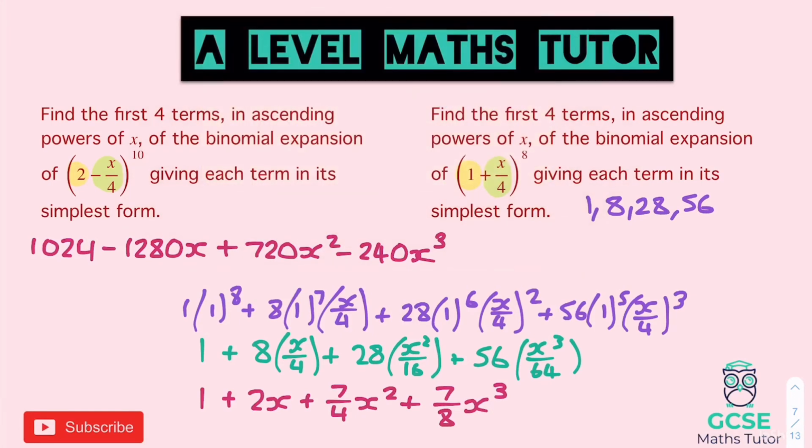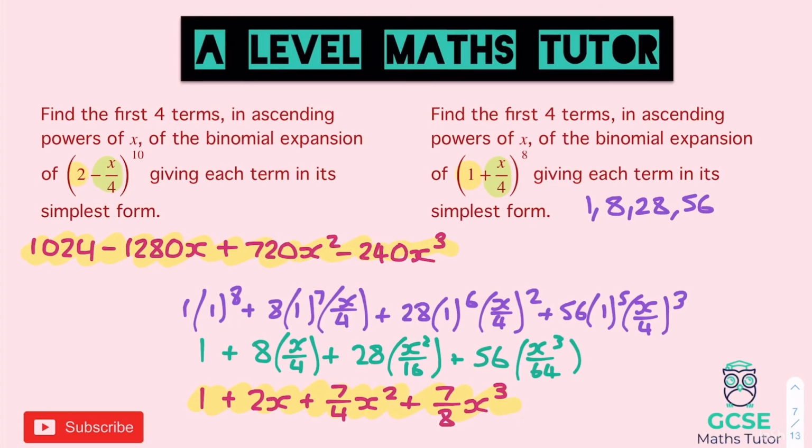Okay, so there we go, we had 1024, take away 1280x plus 720x squared minus 240x cubed for the first one. And then for our final one here, we had 1 plus 2x plus, and then we got some fractional coefficients, 7 over 4x squared, add 7 over 8x cubed. And there we go, there's our final answer. Obviously just being careful with those fractional pieces. All we need to do is type these into the calculator as we go, so it shouldn't really throw you, because your calculator will simplify that for you. But there we go, that is some of this binomial expansion with non-fractional pieces in the bracket and with fractional pieces in the bracket.